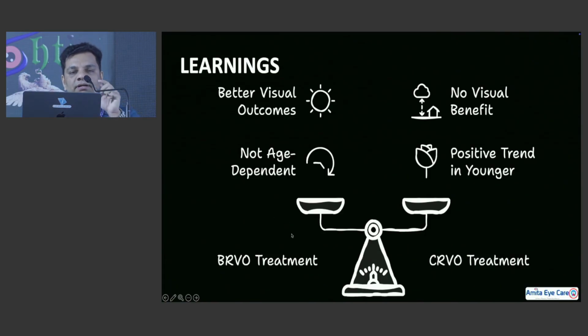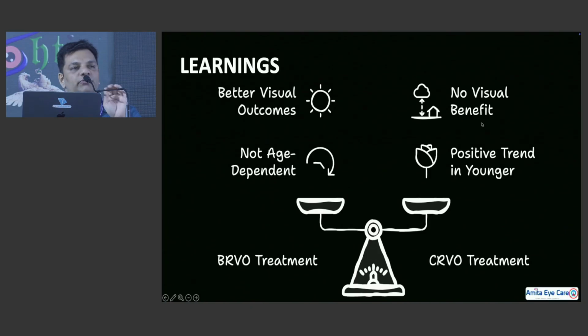So some learnings from these cases. If it's a BRVO, the outcomes are good with macular laser, and the BRVO study also says that macular laser was the standard of treatment before the advent of anti-VEGFs. So now you can combine treatment with anti-VEGF. After you treat with anti-VEGFs, once the macula is flat, then you can go and do your macular grid laser.